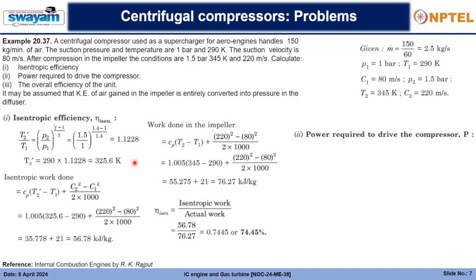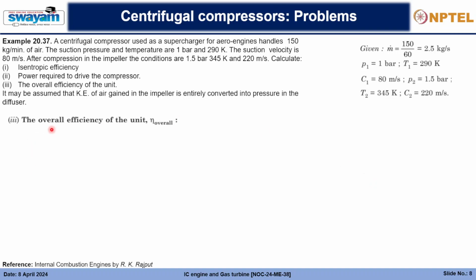Next, we calculate the power required to drive the compressor. So that is P. Now, P is equal to mass into the work done in the impeller. So that will be equal to 190.67 kilowatt, because we are given the mass flow rate as 2.5 kg per second, and simply the work done we have calculated out here. We put in the values, we will get the answer directly.